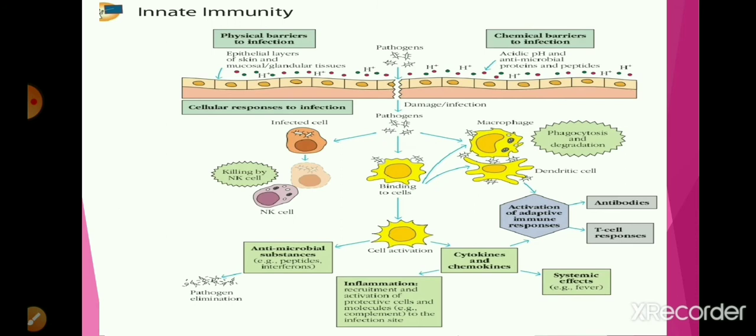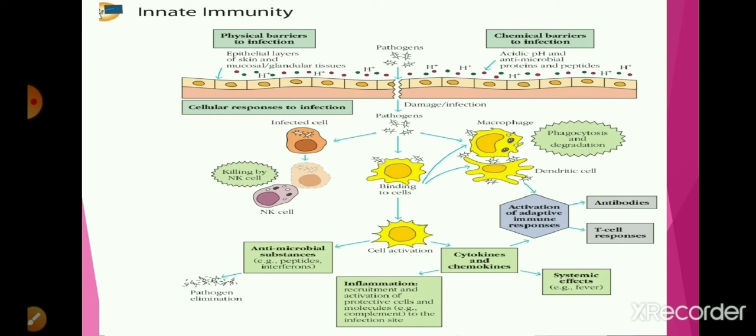So let's talk about the innate immune system, how it actually works against the microorganism. This is the overall view of the innate immune system, how it works against microorganisms when they enter our body. Firstly, in this figure you can see that the physical and chemical barriers protect from infection or pathogens on the outer side of the skin.